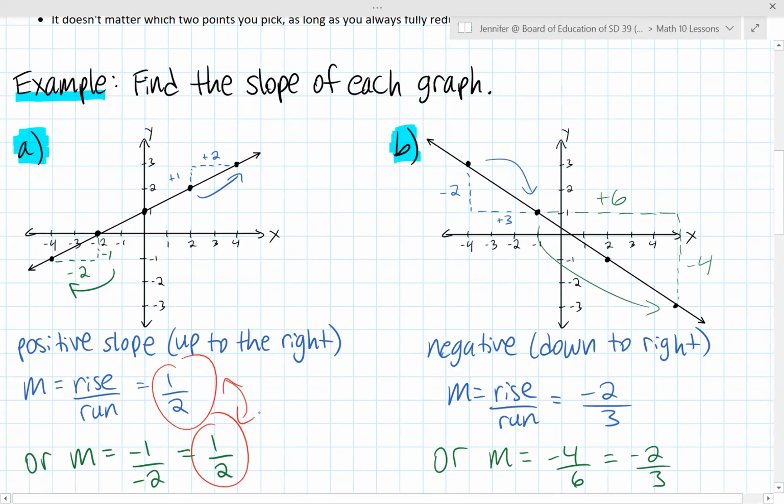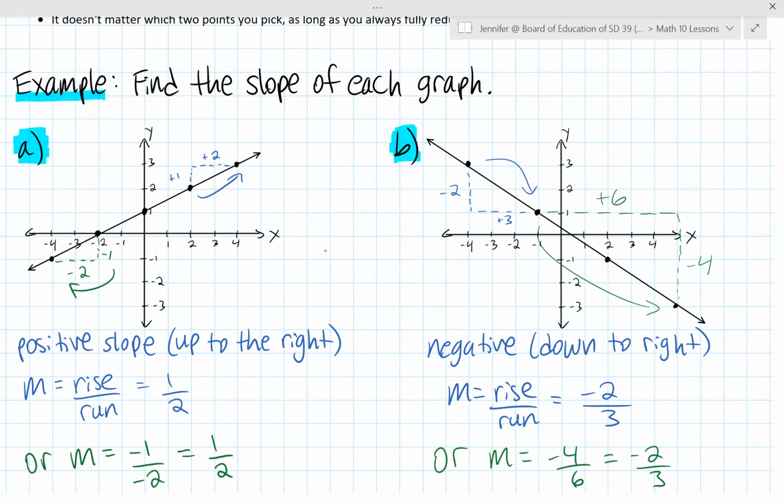The reason you can pick any points is because linear equations or linear functions have a consistent slope throughout the entire graph. They continue in that straight line forever. So it doesn't matter which ones you pick, you'll always get the same slope. It's always the same steepness.